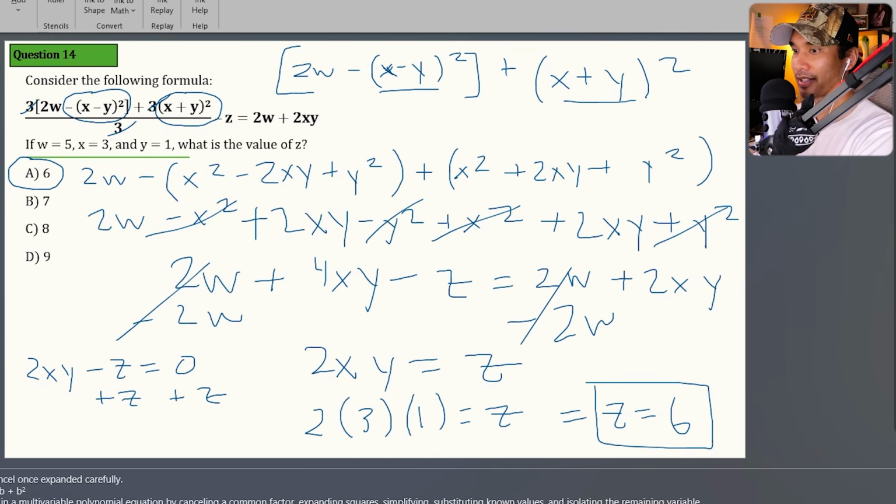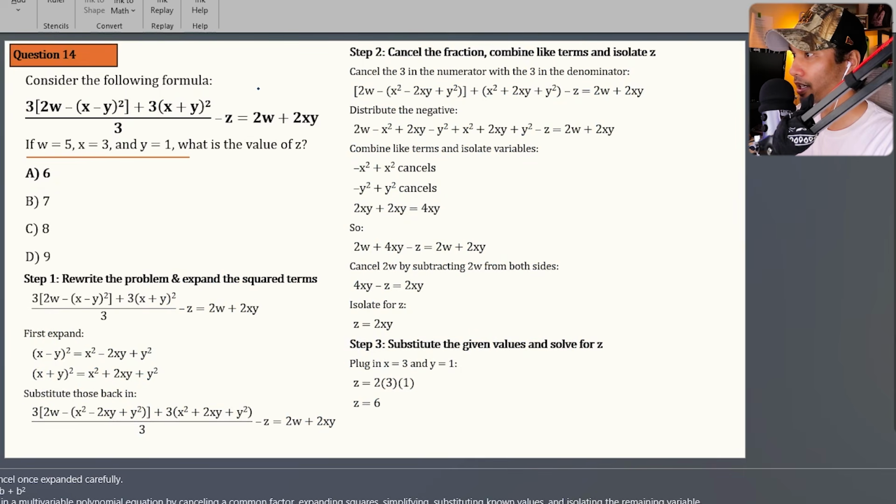Let's see if we got that right, because that was a lot. You have to do a lot of canceling terms and squaring a binomial, but all this stuff is just for you to have attention to detail. They want you to slip up, and you will slip up if you don't know what you're doing. They want you to really pay attention to the operations you're doing and perform them correctly. That's all they're doing. So let's see how I did it on the slides. Step 1, rewrite the problem and expand the squared terms.